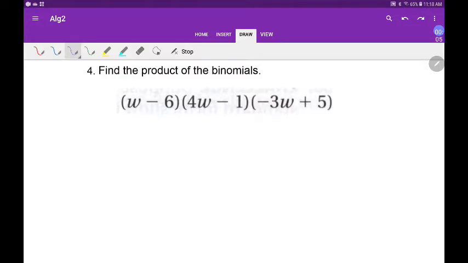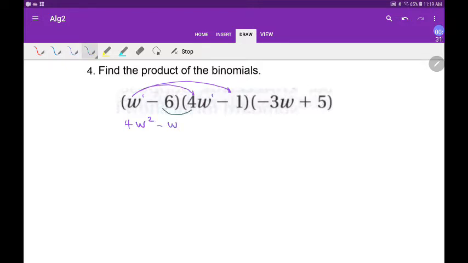Okay, so let's see. Find the product of the binomials. We'll do our normal thing. We'll start with these two. And we'll say 4 times that 1 out in front. So 4. And W, 1 plus 1 is 2. So 4W squared. And then W times negative 1, that's a negative W.